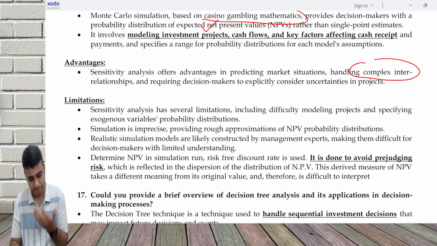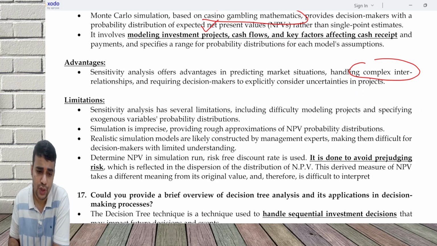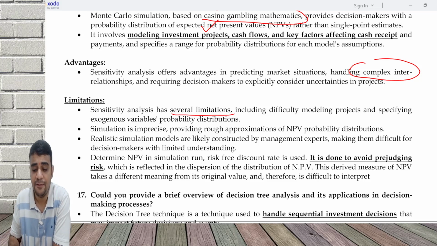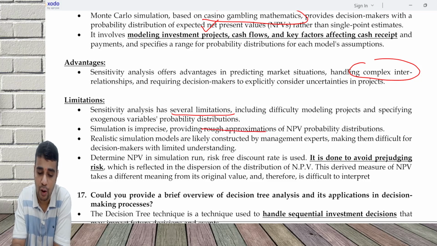But again, there are a lot of challenges when you get into Monte Carlo simulation. It has several limitations, including difficulty modeling the project and specifying the probability distribution. What are exogenous variables? Variables which are likely to undergo a change. So it's difficult for me to decide the probability distribution. Also, it is not perfect. It is imprecise because it will just give you a rough approximation.